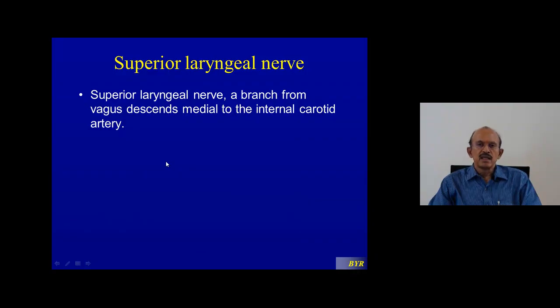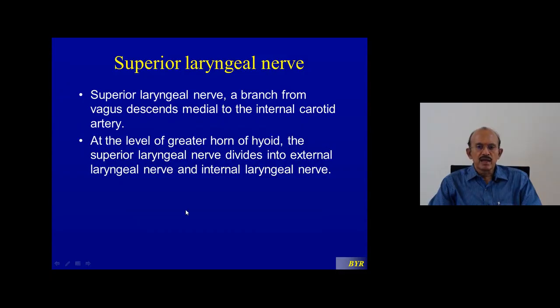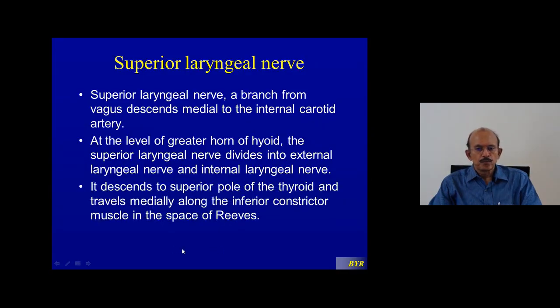Then the external laryngeal nerve. The external laryngeal nerve is a branch from the superior laryngeal nerve. The superior laryngeal nerve is a branch from the vagus. It descends medial to the internal carotid artery. At the level of the greater horn of the hyoid bone, the superior laryngeal nerve divides into external and internal laryngeal nerves. It descends to the superior pole of the thyroid gland and travels medially along the inferior constrictor muscle in the space of Reeves.